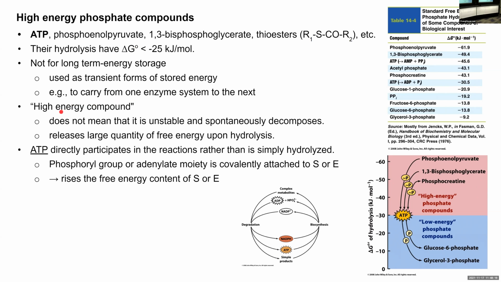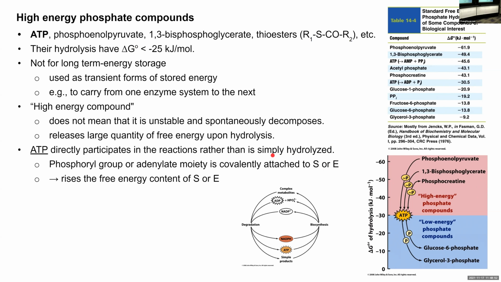And it's called a high energy compound, not because it is unstable or spontaneously decomposes. It's pretty stable, especially ATP here. They are pretty stable molecules, but they are called high energy compounds because they can release a large quantity of free energy upon hydrolysis. Again, these are the list and the delta G value, which is highly negative. And ATP especially directly participates in the reactions rather than simply being hydrolyzed.